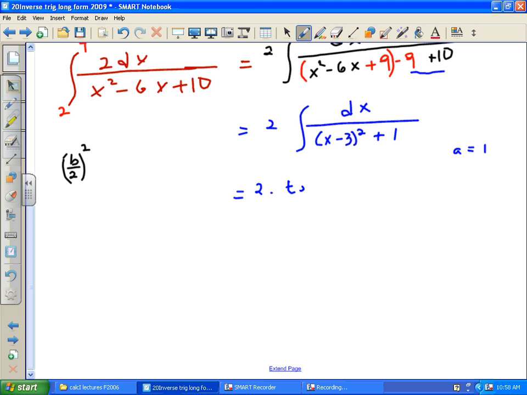So what you want here is 1 over a, which is just 1. Tangent inverse of, instead of x, we have x minus 3 though. So x minus 3 over 1, or itself. In other words, just write it clean like this. Tangent inverse of x minus 3. And we had limits, right? 2 to 4, is that right?